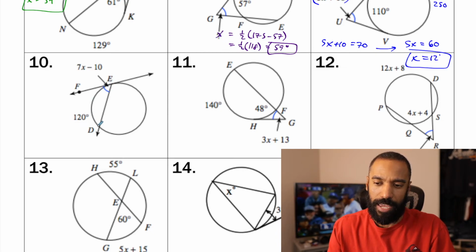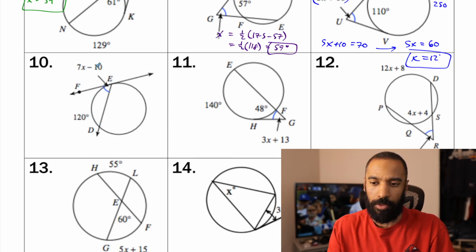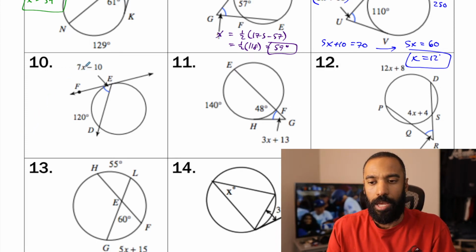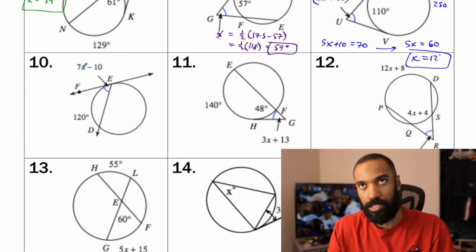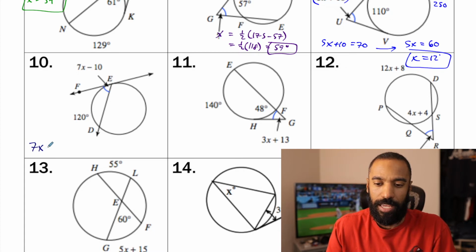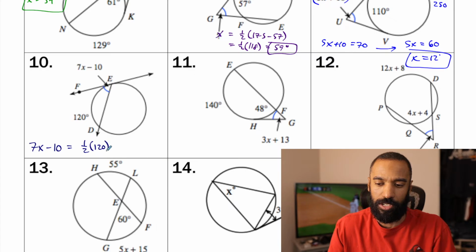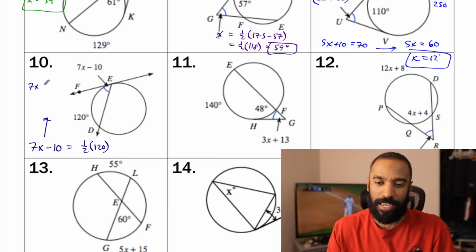We have an inscribed angle. Here's this intercepted arc, which is double that of the inscribed angle, or the inscribed angle is half that of the intercepted arc. Because I'm trying to find the x here, I'll go ahead and say half. 7x minus 10 is half the measure of its intercepted arc. So we'll do 7x minus 10 equals 60. Add 10, 7x equals 70, divide by 7, x equals 10.